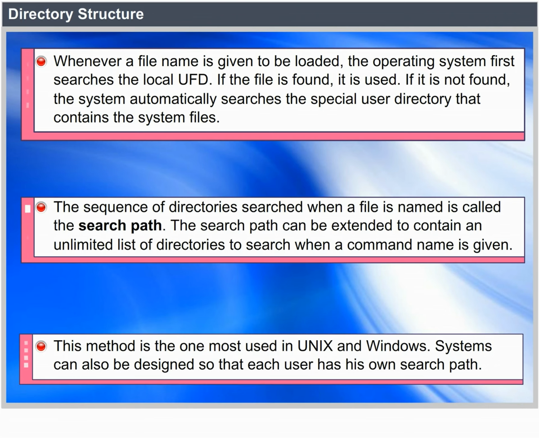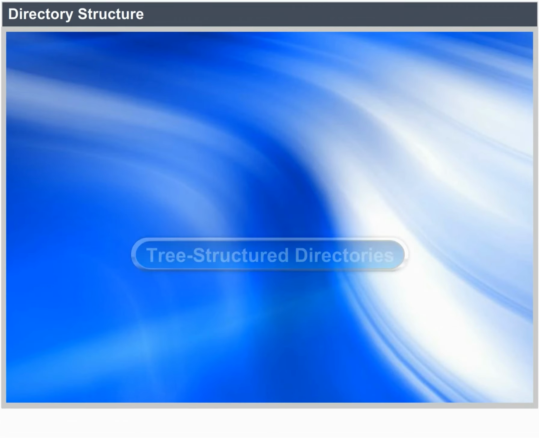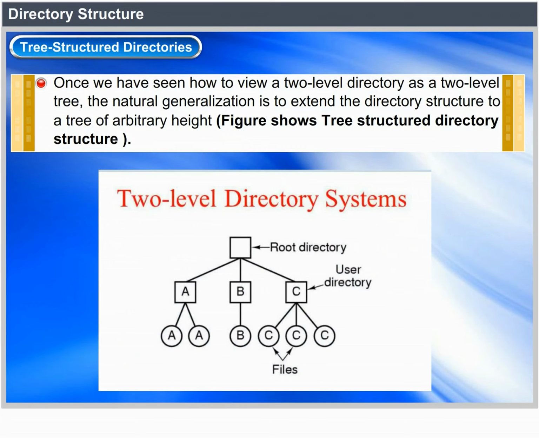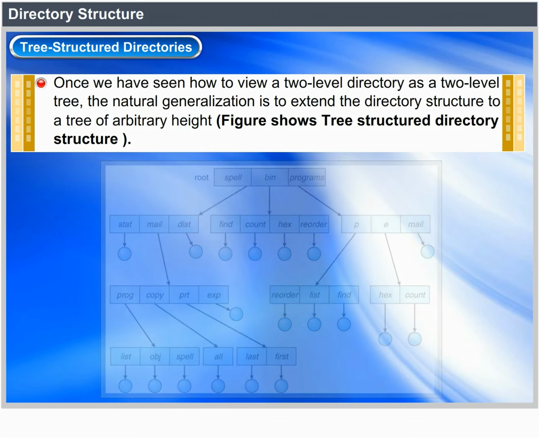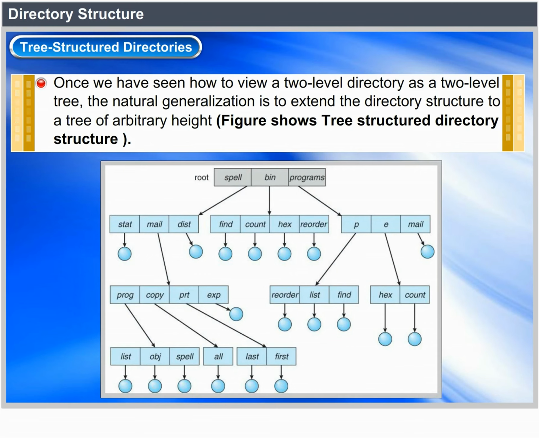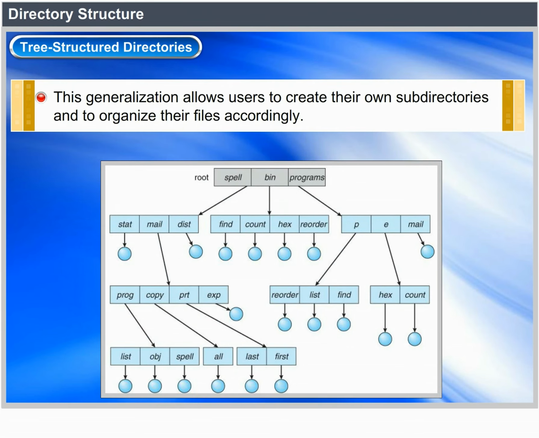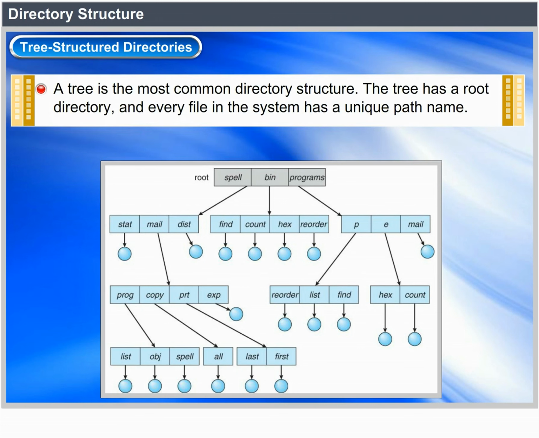Tree-structured directories. Once we have seen how to view a two-level directory as a two-level tree, the natural generalization is to extend the directory structure to a tree of arbitrary height. The figure shows a tree-structured directory structure. This generalization allows users to create their own subdirectories and to organize their files accordingly. A tree is the most common directory structure. The tree has a root directory and every file in the system has a unique path name.